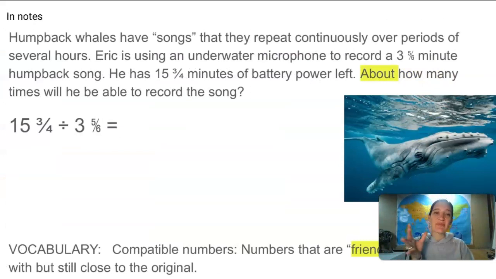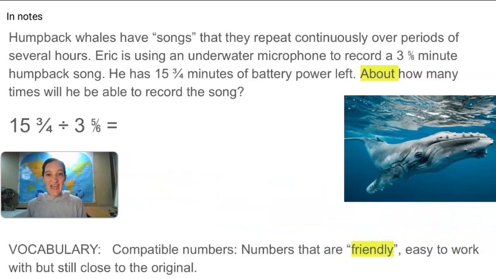So let me give you an example of when it's okay to estimate. Let's say you're a marine biologist and you are studying whales. Humpback whales have a song that they repeat continuously over periods of several hours. So if you have an underwater microphone and you've realized that the humpback whale song is 3 5/6 of a minute, and you look at your battery power left and you're like, oh, I have 15 3/4 minutes left of battery life. About how many songs am I going to get? You don't need an exact answer on this. You just need an estimate.